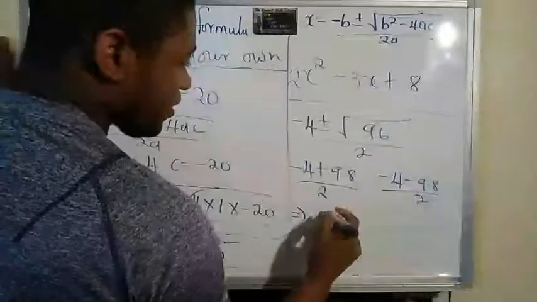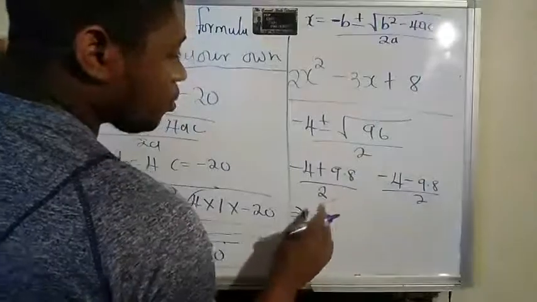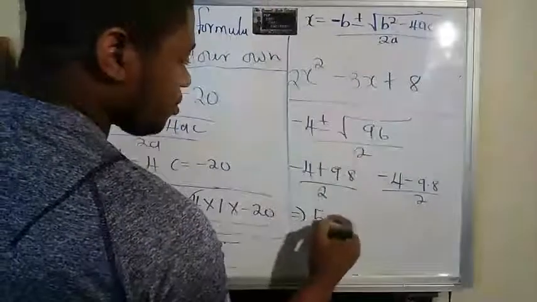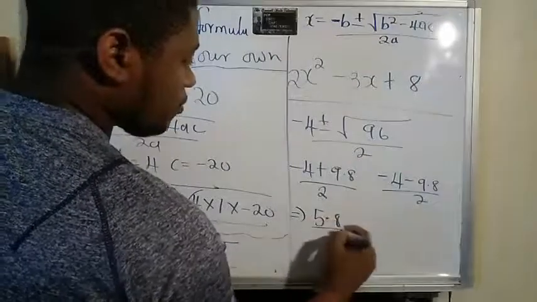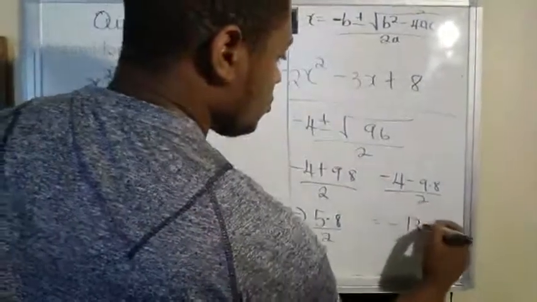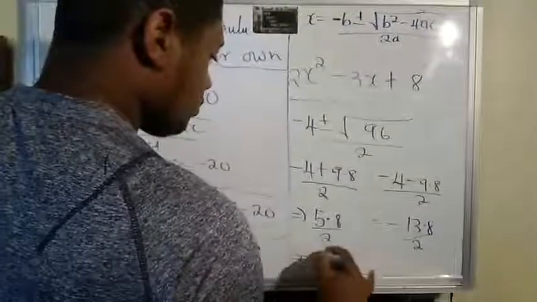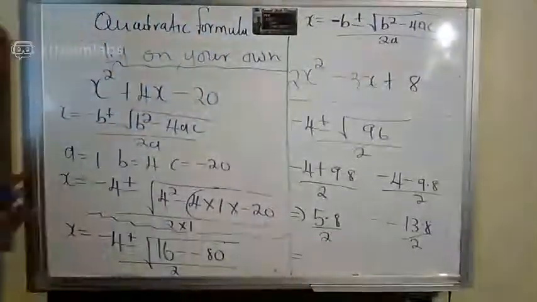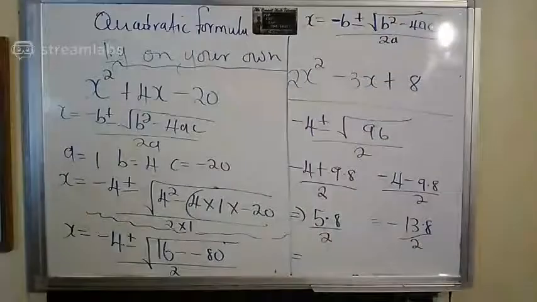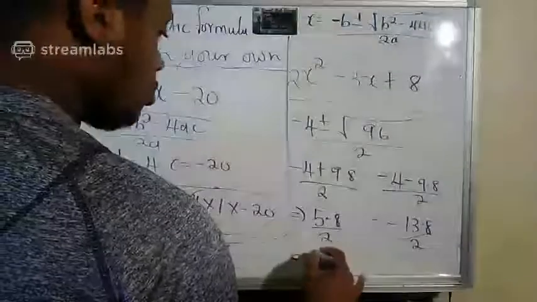This is what, 5.8? So 5.8 or 5.2? 5.8. Positive, right? Divided by 2. And this is negative 13.8. And we divide it by 2. And guys, I first taught Amelia this, and she got it. So you can get it too. Hopefully, let's look at about 2.9? Yeah.